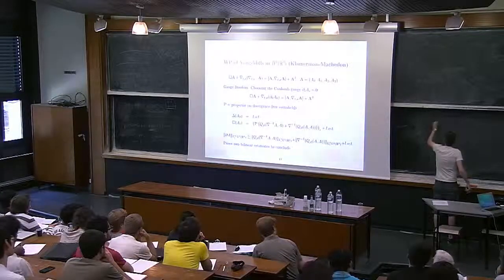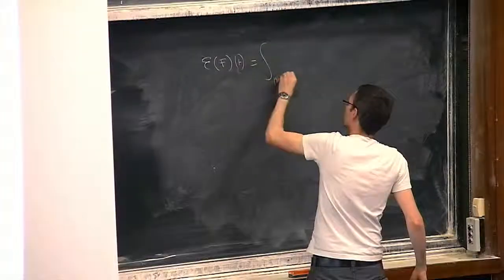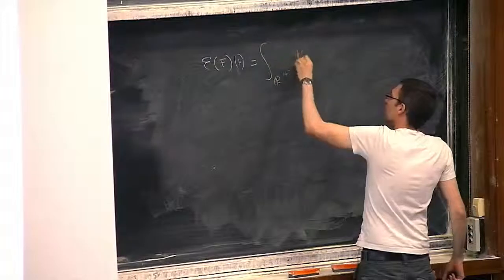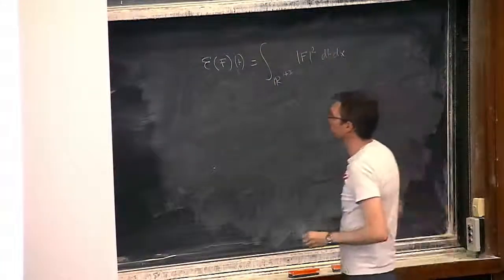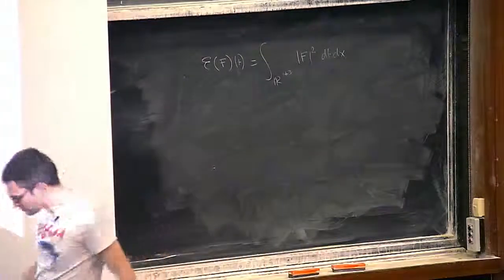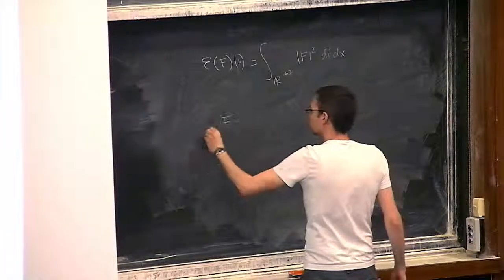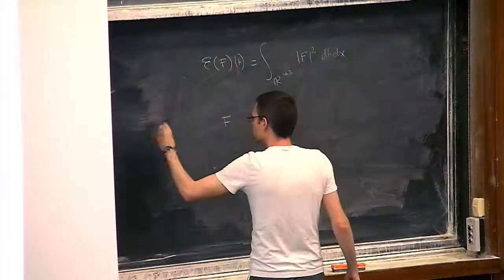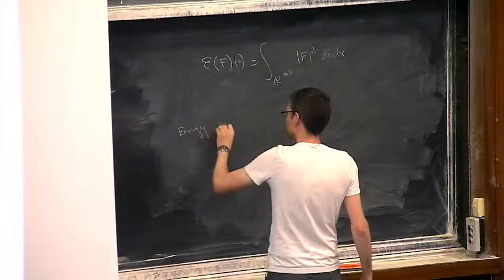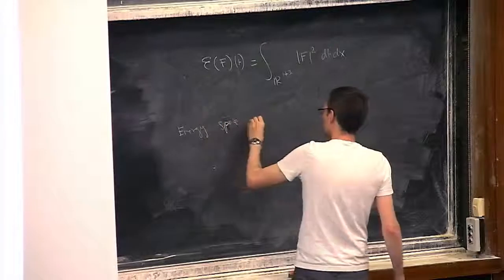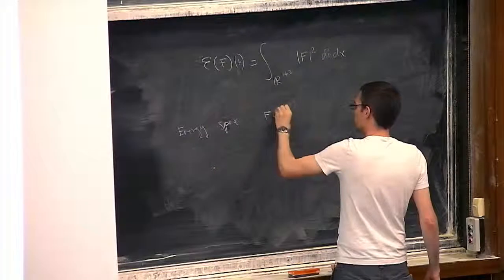All right, so let's call it E of F. That's the integral of R1 plus 3 of F squared dt dx. Okay, so this is conserved. And you can see that this energy, so the energy space, if you want, is at the level of F in L2.